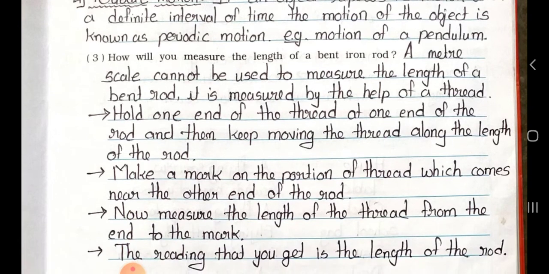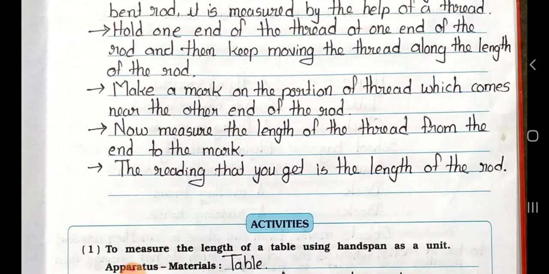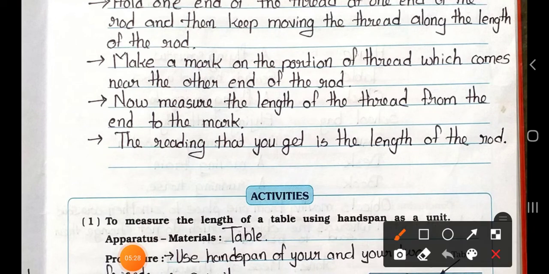Now see question number 3. How will you measure the length of a bent iron rod? Answer is, a meter scale cannot be used to measure the length of a bent rod. It is measured with the help of a thread. Hold one end of the thread at one end of the rod and then keep moving the thread along the length of the rod. Make a mark on the portion of the thread which comes near the other end of the rod. Now measure the length of the thread up to the mark. The reading that you get is the length of the rod.